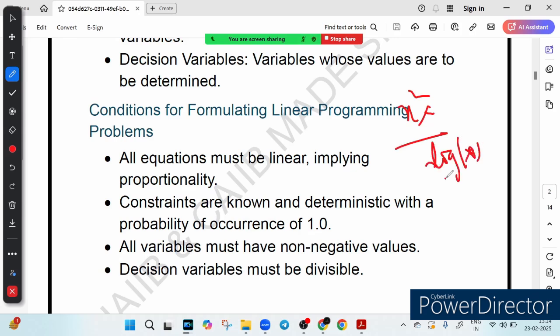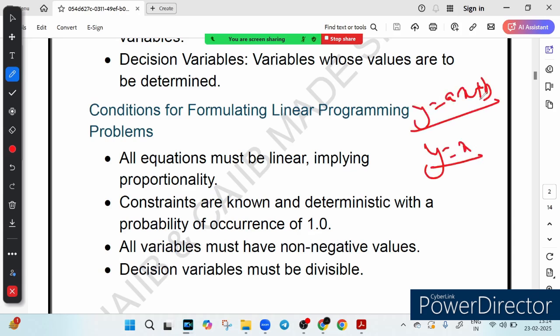So these complex functions are not allowed, like x square or log x, just y is equal to x, or y is equal to ax plus b. This is the general equation, you know it, right? So this is the first thing, condition number 1, that all equations must be linear. These are the conditions for formulating a linear program.